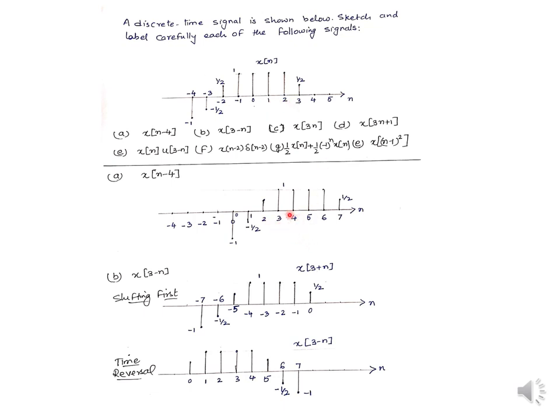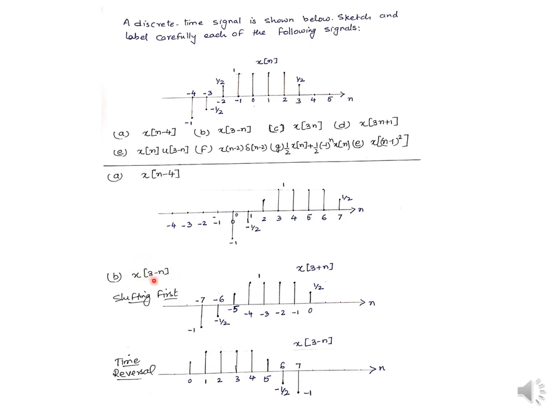So you can say the value which is defined at 0 is here. The value which is defined at -1 is here. The amplitude is 1/2 at 2, because the amplitude at -2 is 1/2, so it's shifted by 4 values on the right-hand side. You can see the value at -4 will move to 0, so at 0 the amplitude is equal to -1.